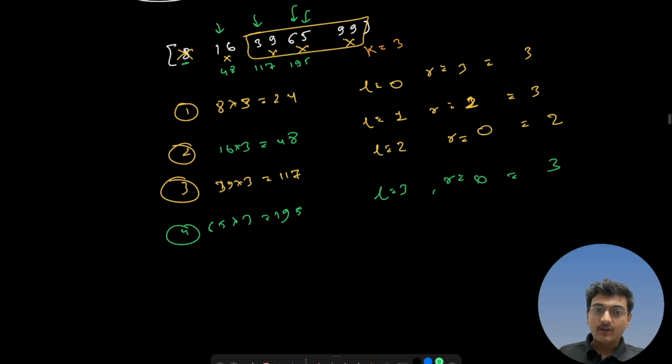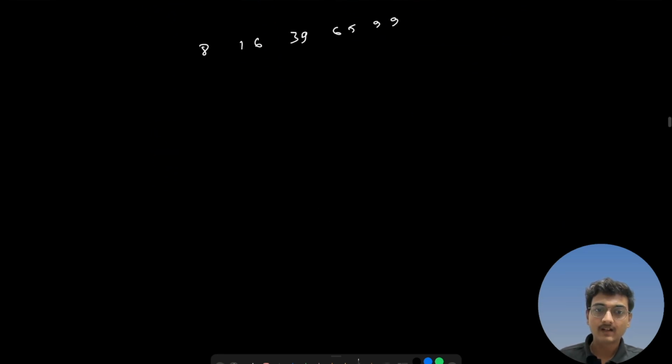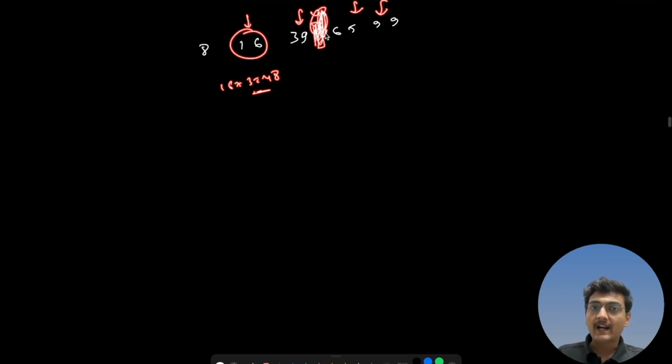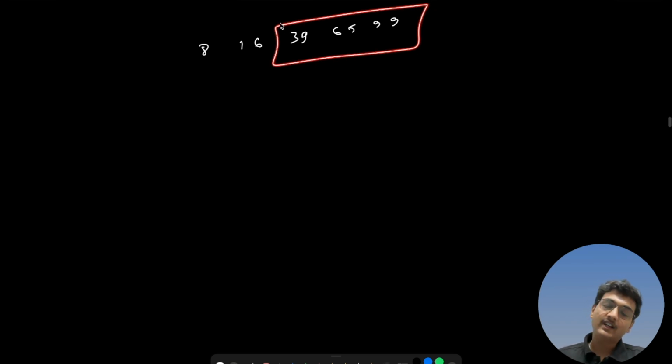So if we try to find out this number, let me write the array again here: 8, 16, 39, 65, 99. Let's say I am here, and 16 into 3 is, let's say, 48. So I need to check, is this greater? No. Is this greater? No. Is this greater? Yes. So here I can basically place my 48. So just to find this, I will not be doing a linear search, but I will be doing a binary search. Okay, so that's all the intuition about this problem. And if we can apply binary search on this part, we can definitely solve this problem.